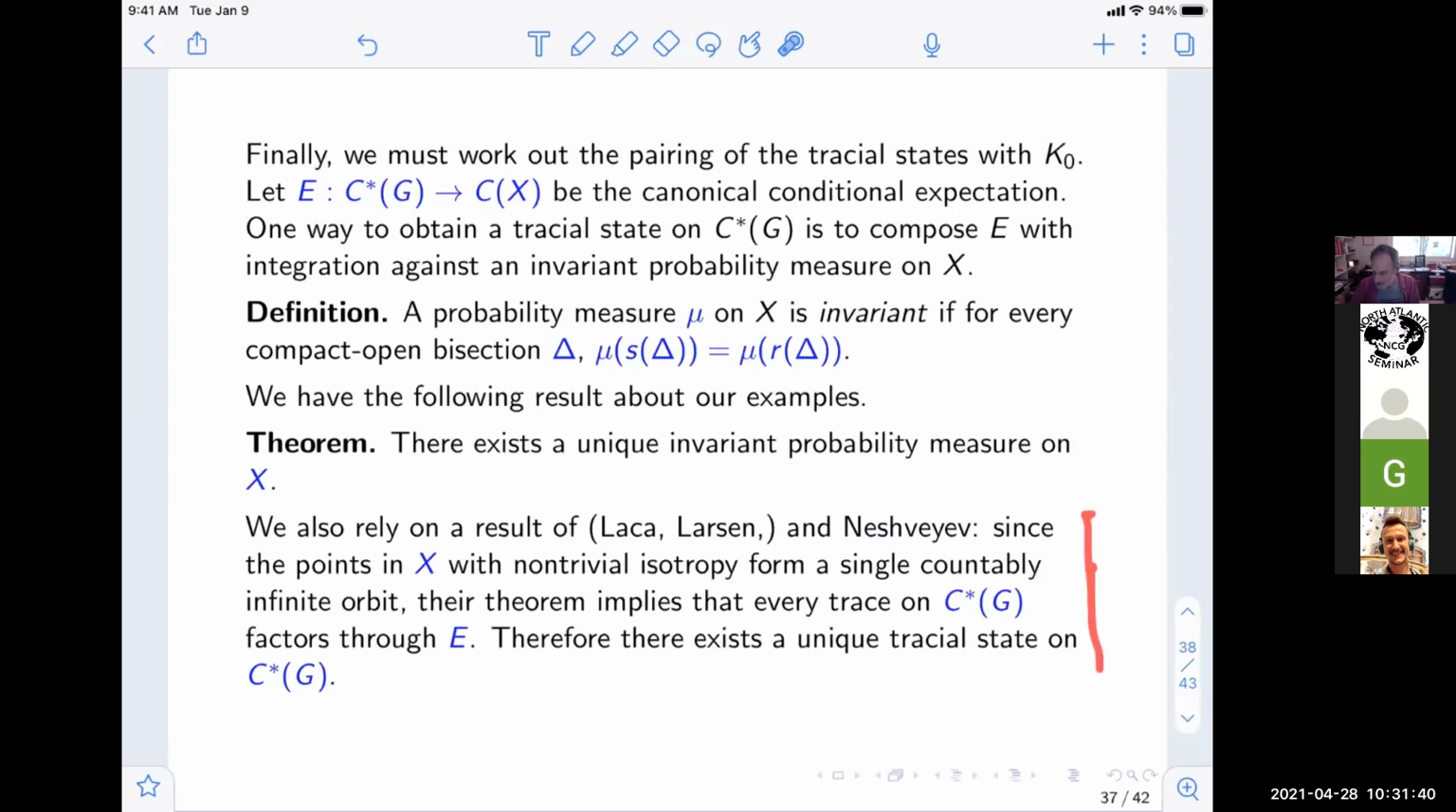Now, because of the structure of the groupoid, there's a theorem. Actually, the form we need is really due to results of Laca, Larsen, and Neshveyev. But Neshveyev then wrote a separate paper with a more general result that we can actually cite. So in our case, every trace on the C-star algebra does factor through E. And so the traces are in one-to-one correspondence with invariant probability measures on the unit space. And from this, we'll know that the trace we're getting is the only one. So our C-star algebra has a unique trace.